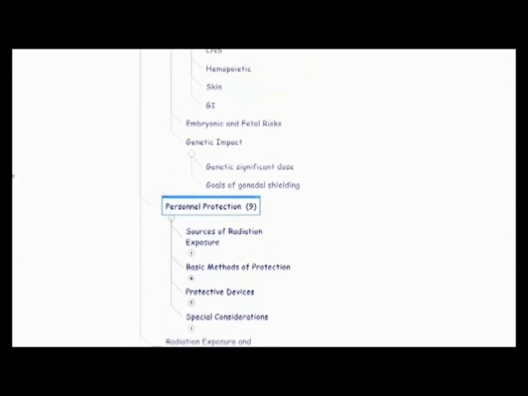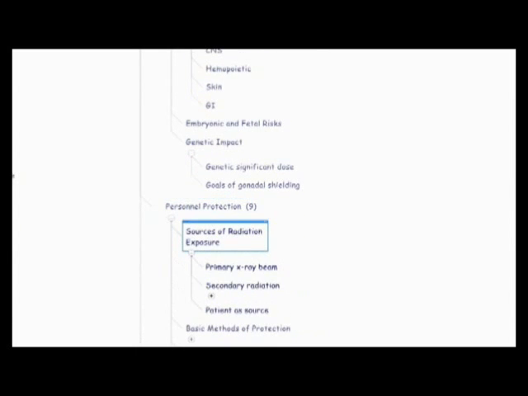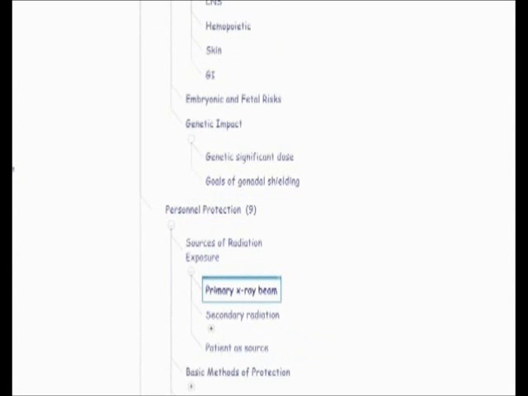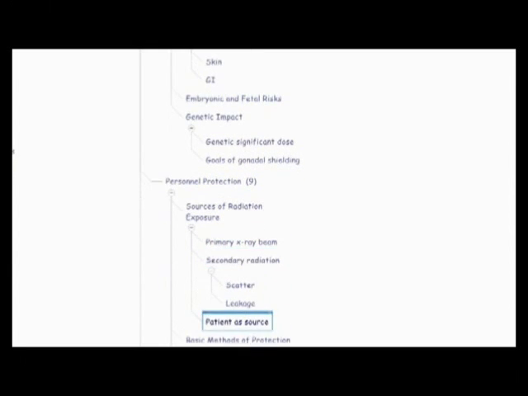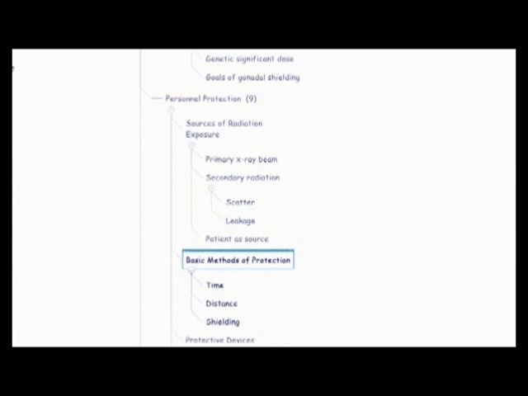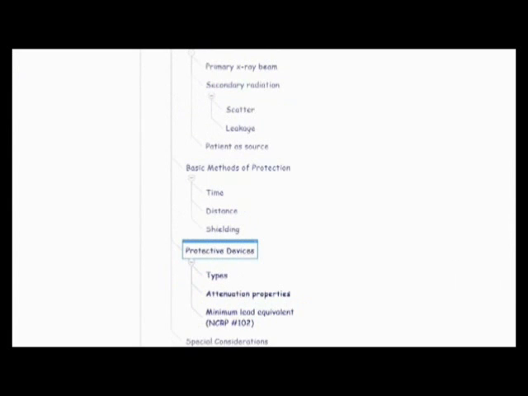And then there's the personal protection, the sources of radiation exposure, the primary x-ray beam, the secondary x-ray beam, scatter and leakage, the patient as the source. And there's basic methods of protection, time, distance, shielding. There's protective devices, types, attenuation properties, minimal lead equivalent.